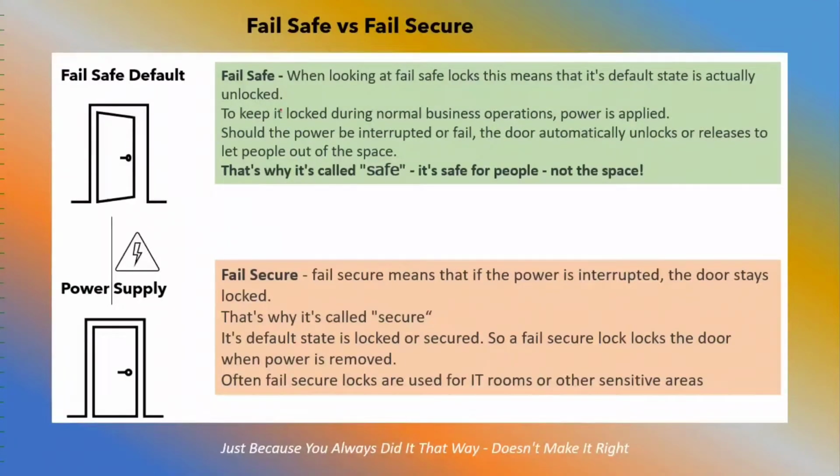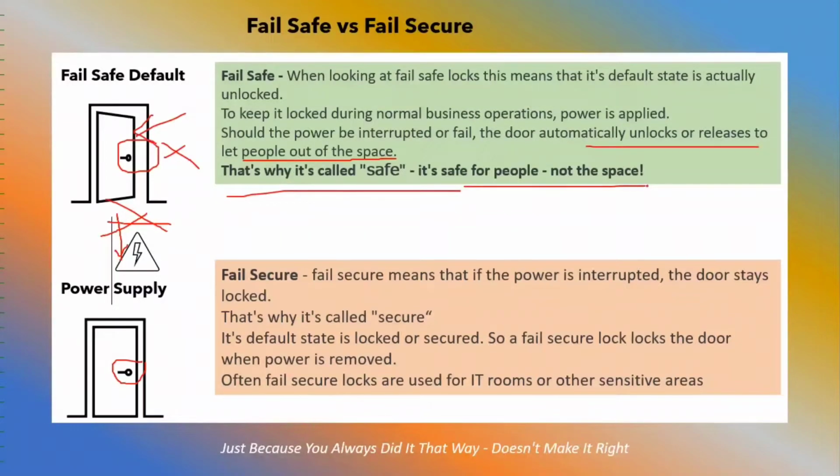Fail safe versus fail secure, and which one to choose. Fail safe lock means that its default state is unlocked. To keep it locked during normal business operations, power is applied. And if this power is interrupted or fails, the door automatically unlocks or releases to let people out of the space. So if the power is interrupted, it goes back to its default state, which is unlocked, and allows people to go out of the space. That is why it is called safe. It's safe for people and not for the space.